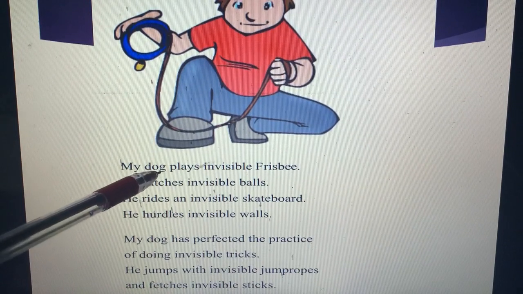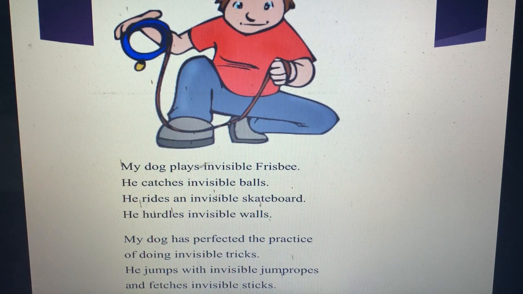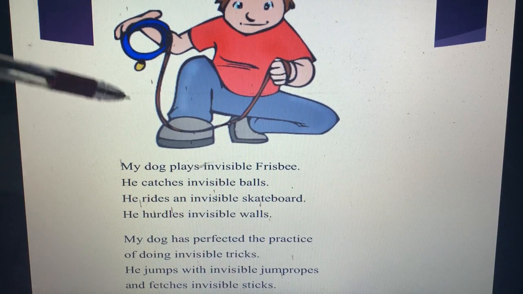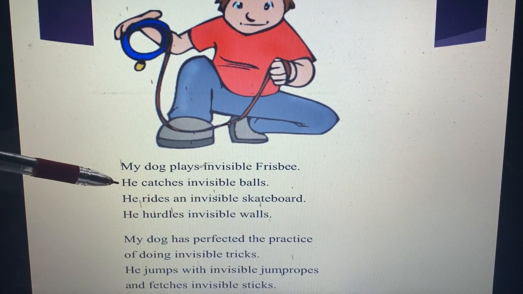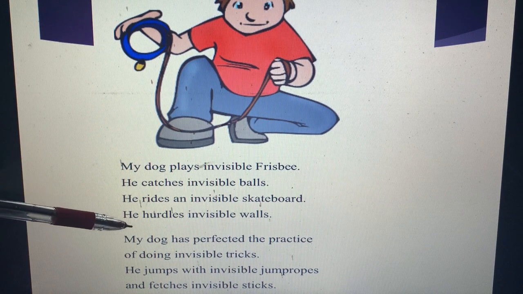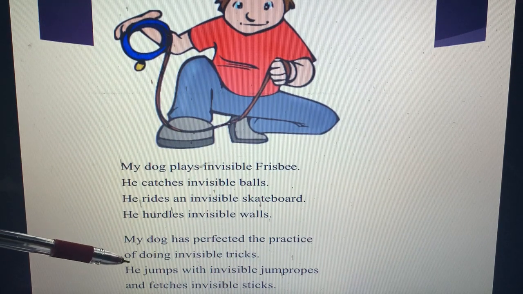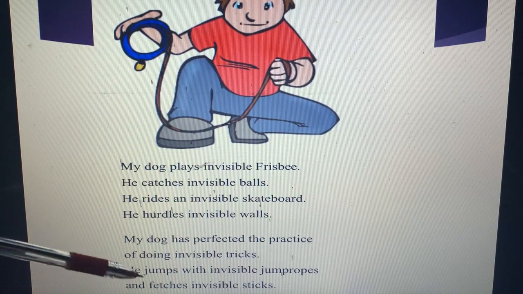My dog plays invisible frisbee. What do you mean by frisbee? Frisbee is a kind of a disc. Disc khelte hai na. Dog ko agar aap disc fekoge, wo kitni tez ki bhaag ke jata hai. It's a kind of a frisbee. He catches invisible ball. He rides an invisible skateboard. He hurdles invisible wall.